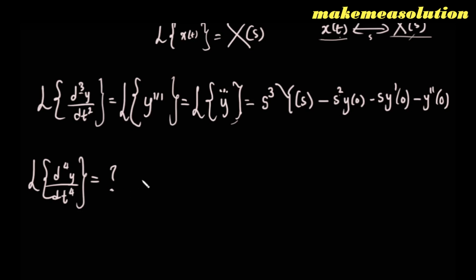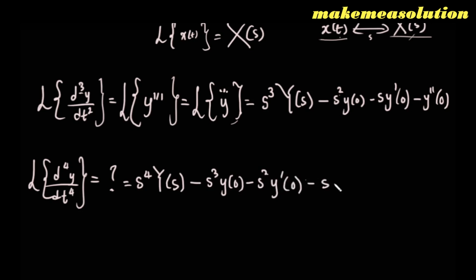So you must have gotten s to the 4 Y of s, minus s cube, the first initial condition is y of 0, minus s squared, the second initial condition is y prime of 0, and minus s y prime prime of 0, then finally minus what? Y prime prime prime of 0. So if your order is 4, the last initial condition is going to have an order of 3. Okay, so this is how we form the Laplace transform.